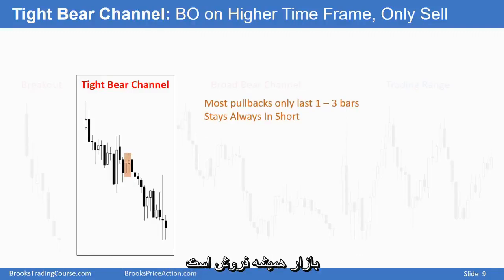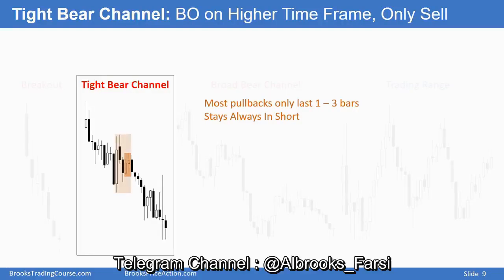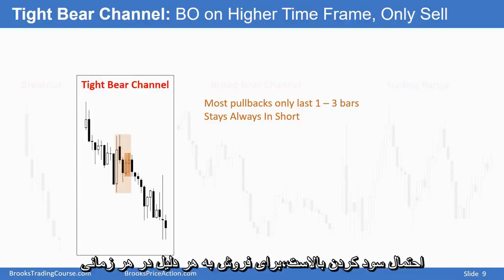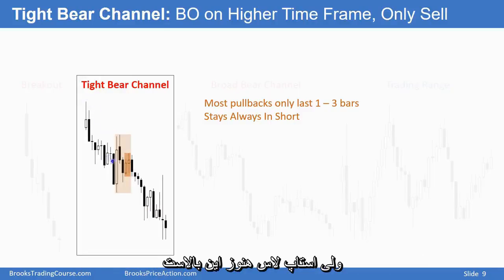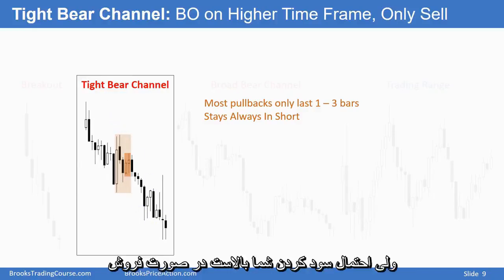The market stays always in short the whole time. And when that's the case, it's better only to sell. Just like with a breakout, no matter where you sell, your stop is still going to be up here. Your probability of making a profit is high if you're selling, again, for any reason at any time, but your stop is still up here. If you're selling down here, anywhere in here, your risk is big, but your probability for making money is high if you're selling.